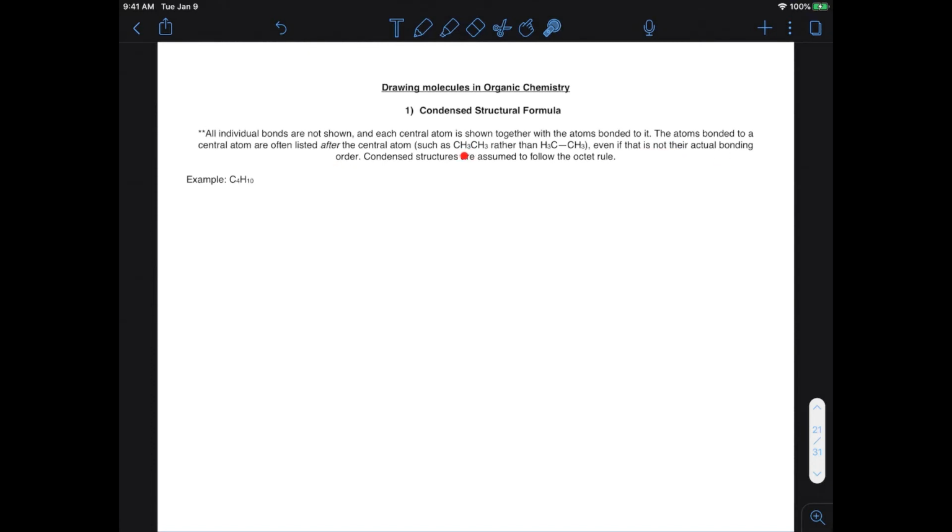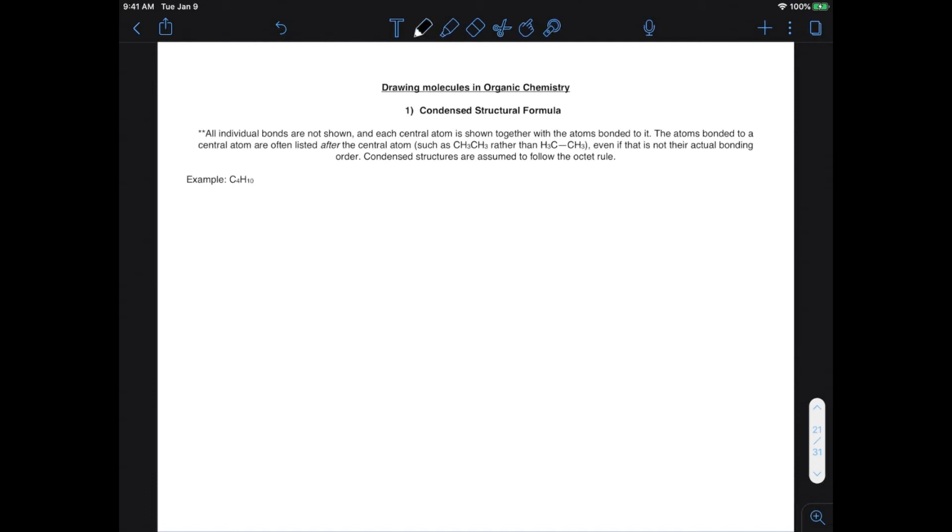Because the hydrogens here aren't connected to the carbon, right? Hydrogens can only make one bond. So these three hydrogens must be bonded to the carbon, right? And condensed structures are assumed to follow the octet rule. So let's go through an example, right?